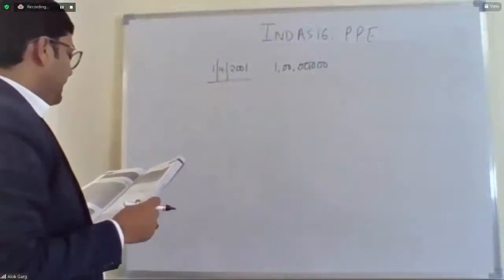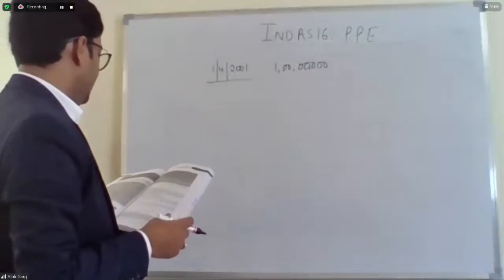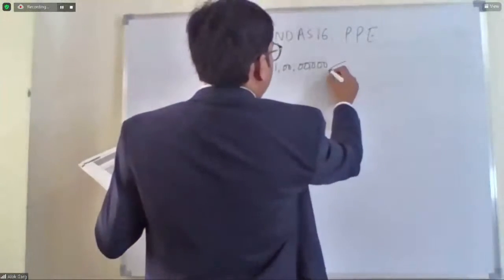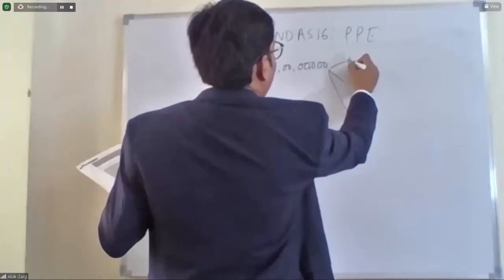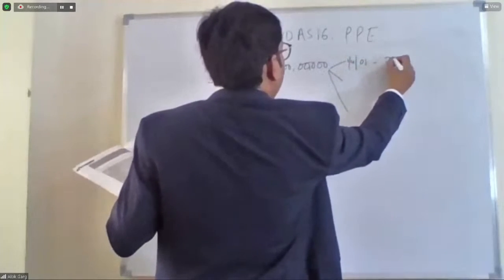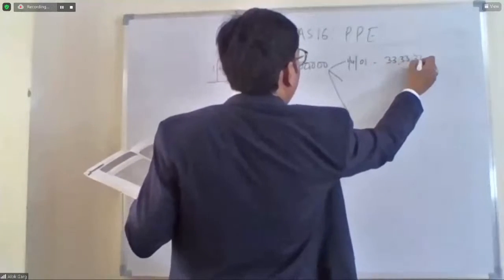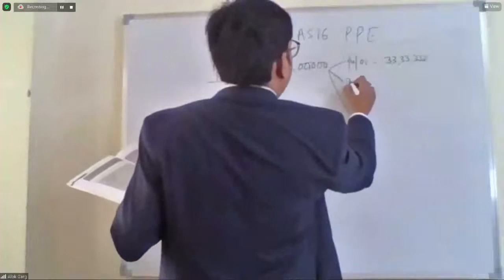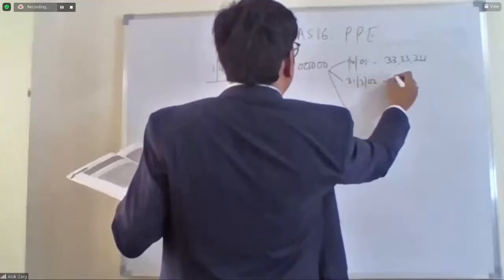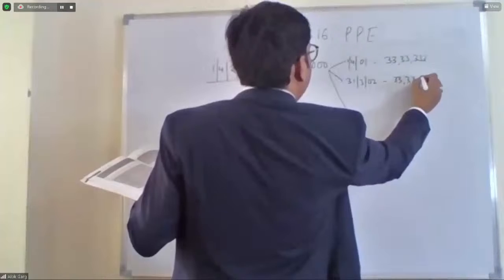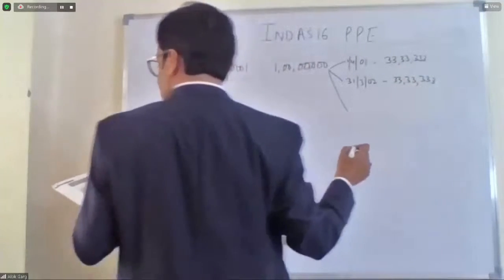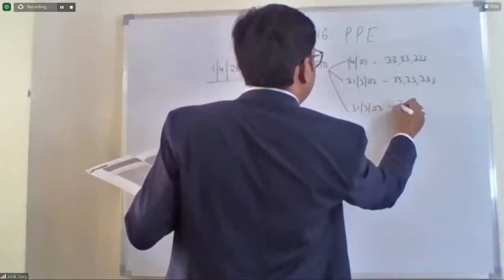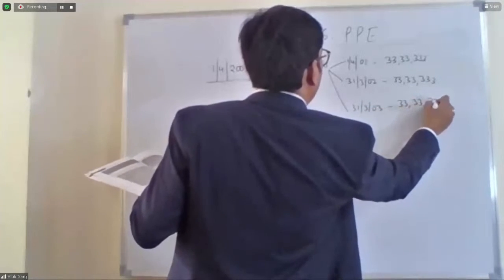Okay, and the payment has to be made in 3 installments. What is the installment? This has to be divided into 3 parts. On 1st April 2001, 33,33,333 needs to be paid. At the end of the first year, that is 31st March 2002, the same amount needs to be paid again. Again at the end of the second year, 31st March 2003, the same amount needs to be paid.